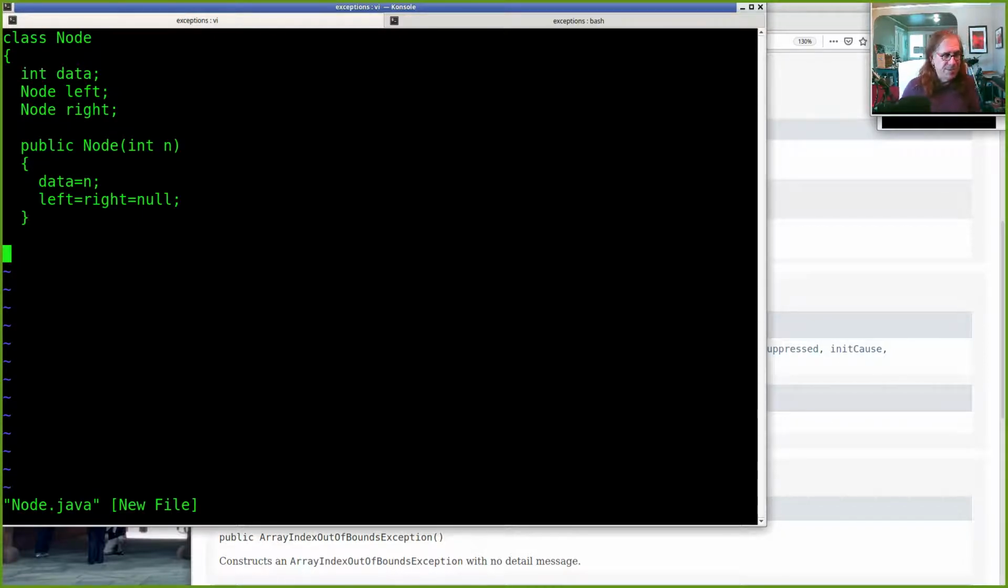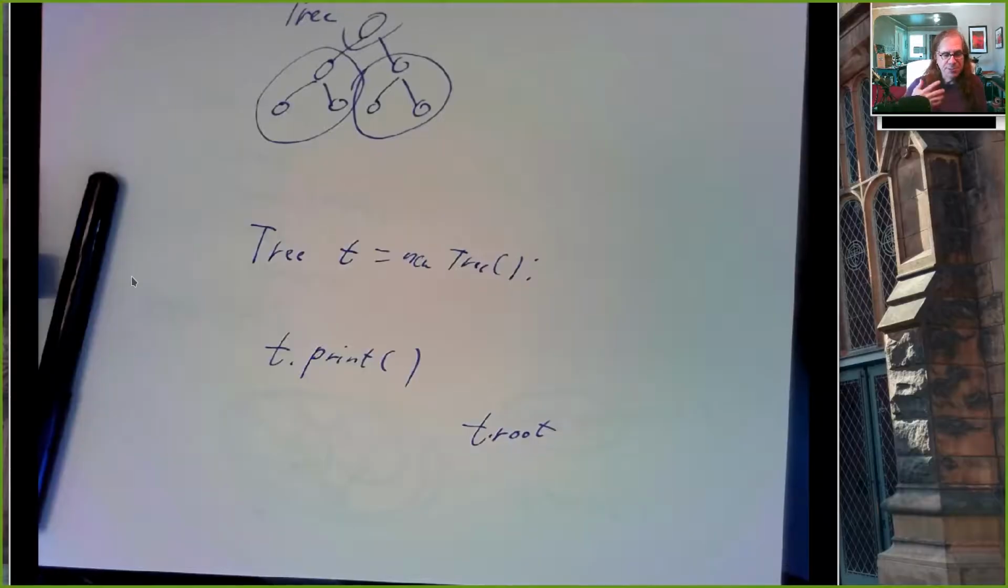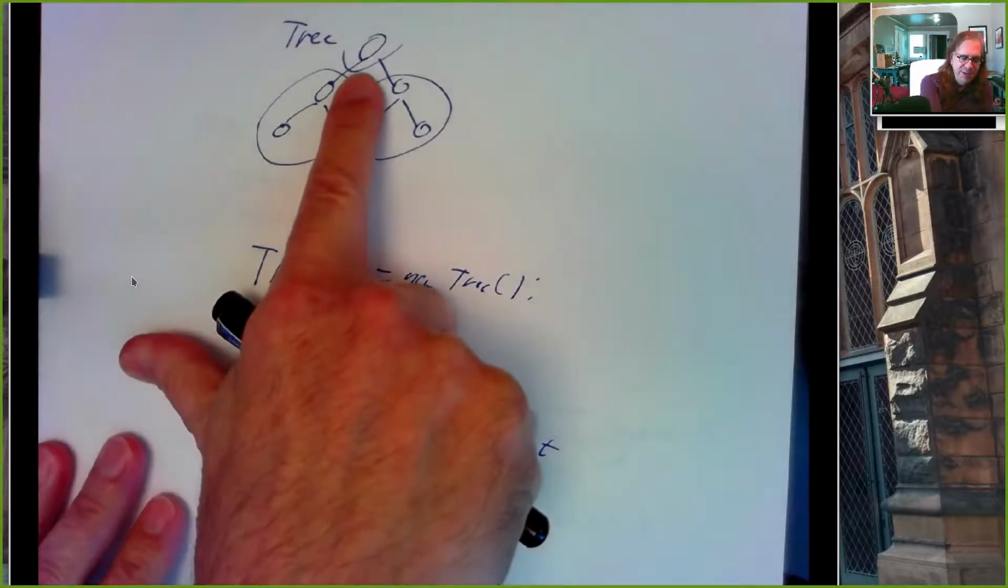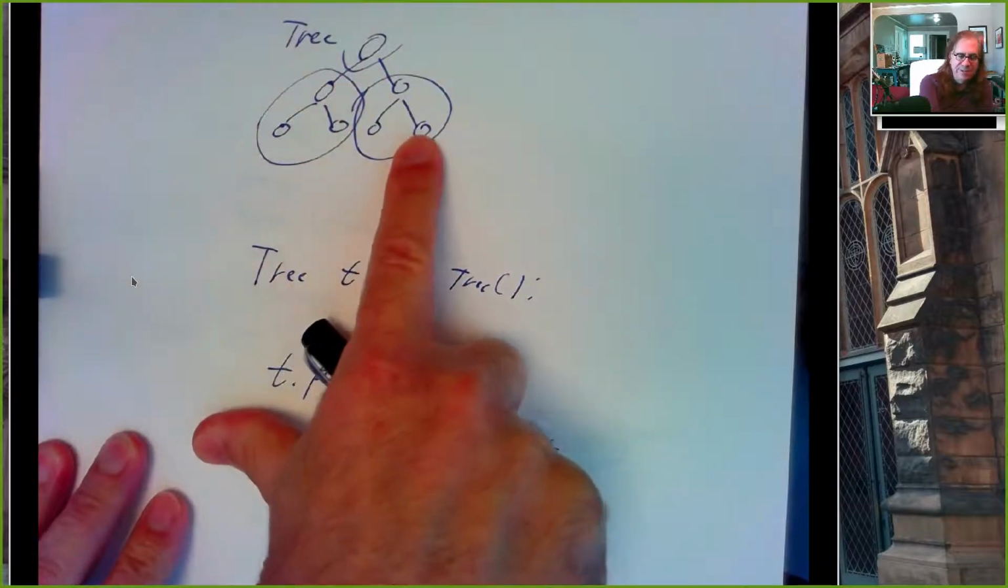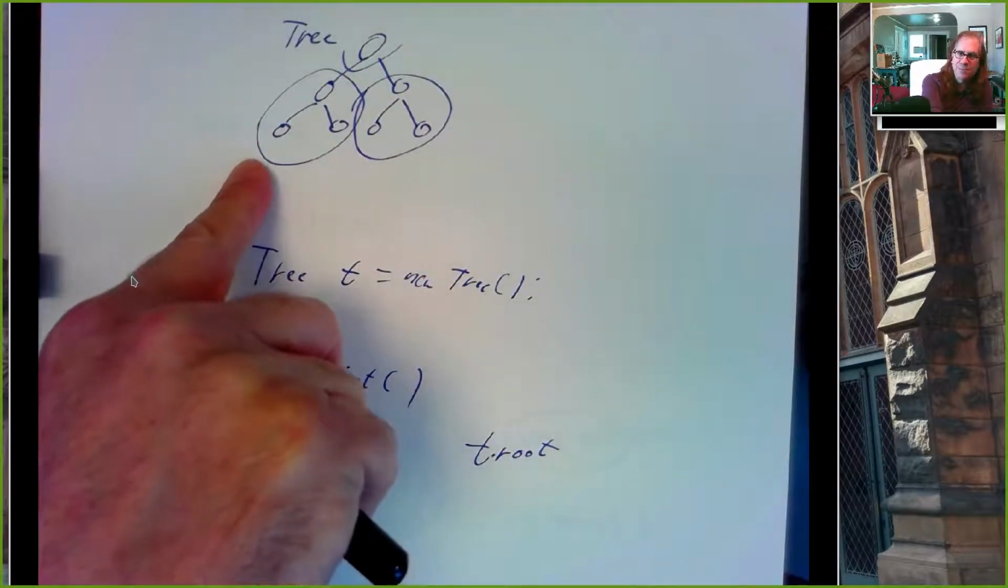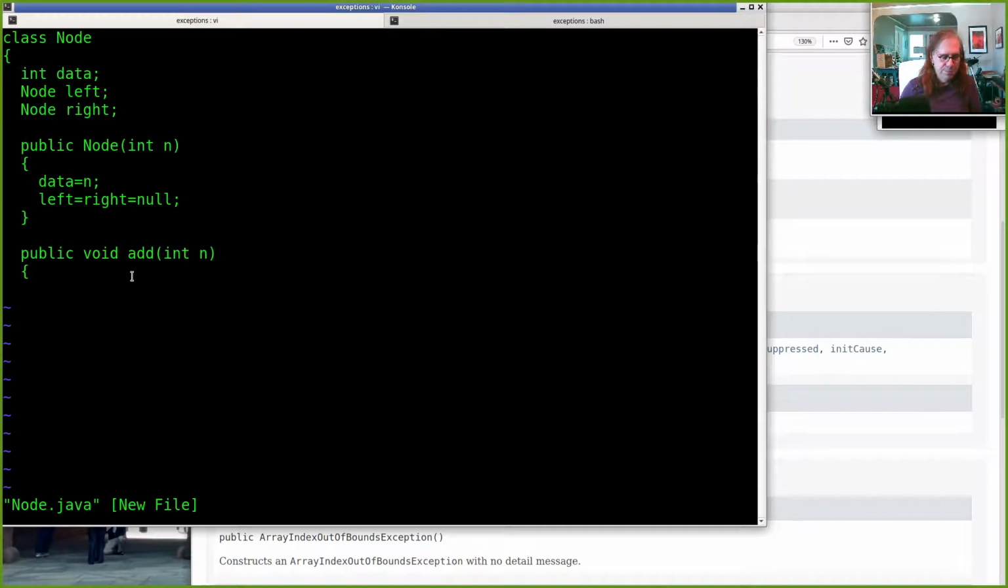All right, let's do the add method. So how do we add to a tree? We compare the value we're adding to the root. If it's bigger, we add to the right. If it's smaller, we add to the left. All right, data is the value of this root node's data value. So if n is bigger than data, we want to add to the right. So we're going to say right.add n.